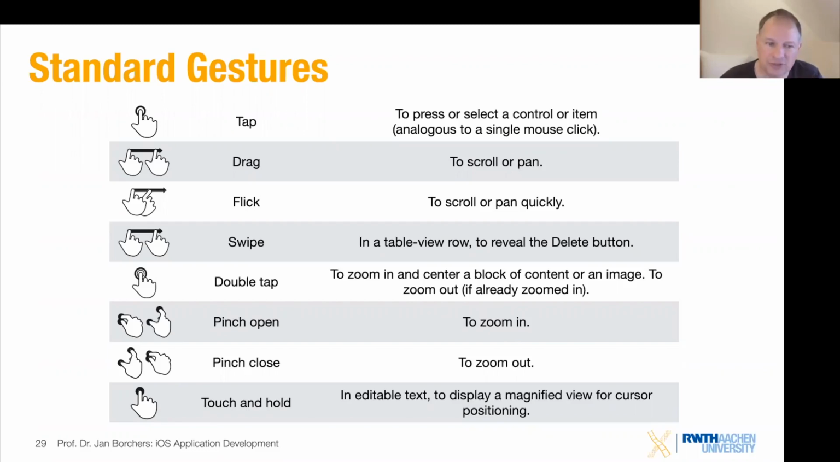And then there's double tapping to zoom in and center a block of content or an image. And Apple also says that you should double tap to zoom out if you're already zoomed in. So that means it's basically a two-way zoom in and zoom out. But we've seen other ways, right? For example, there's the 2-finger tap to zoom out that's often used in map interfaces.